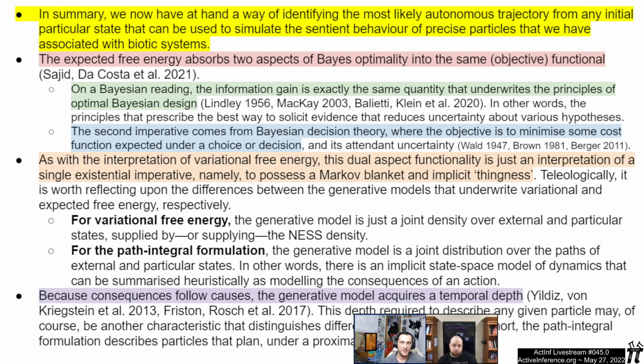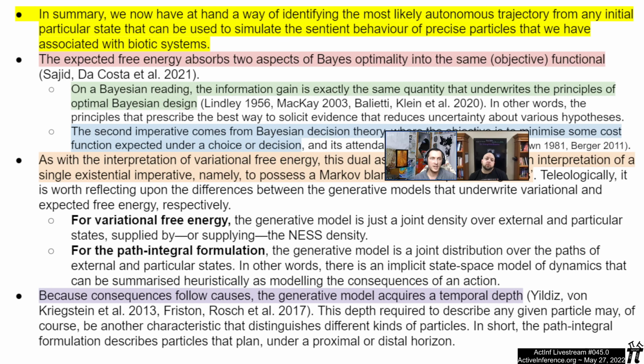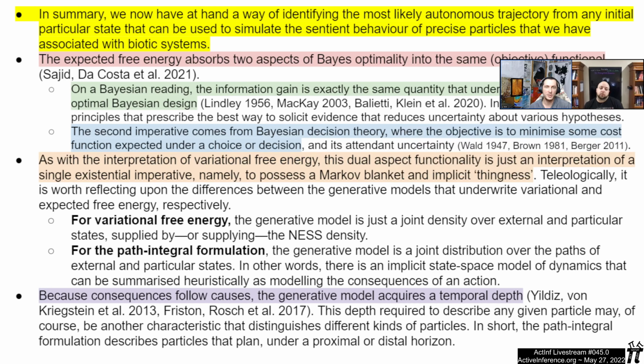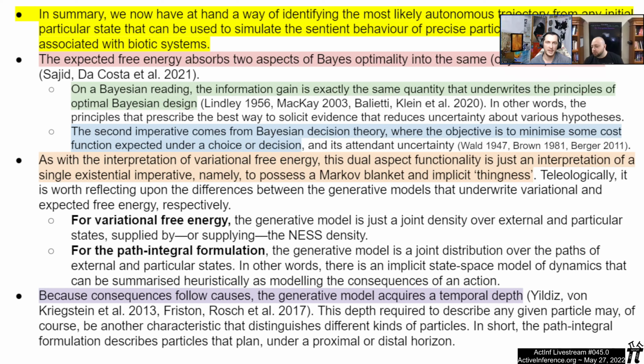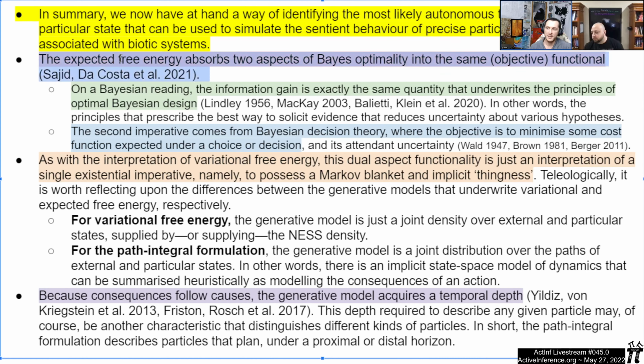In summary, we now have at hand a way of identifying the most likely autonomous trajectory from any initial particular state that can be used to simulate sentient behavior of precise particles that we've associated with biotic systems. Expected free energy absorbs two aspects of Bayes optimality into the same objective functional, which is a function of functions. The information gain is optimal Bayesian design.